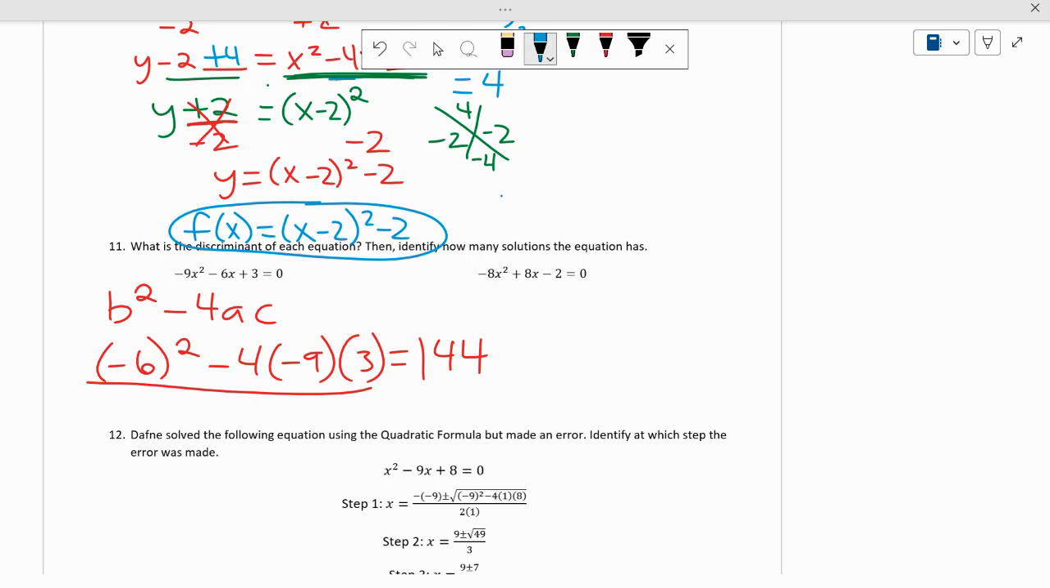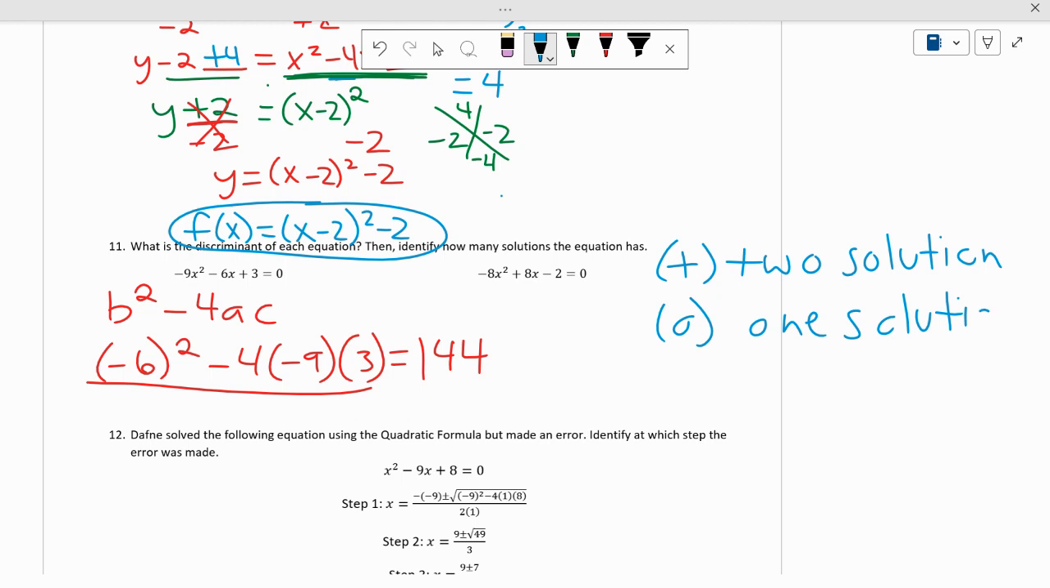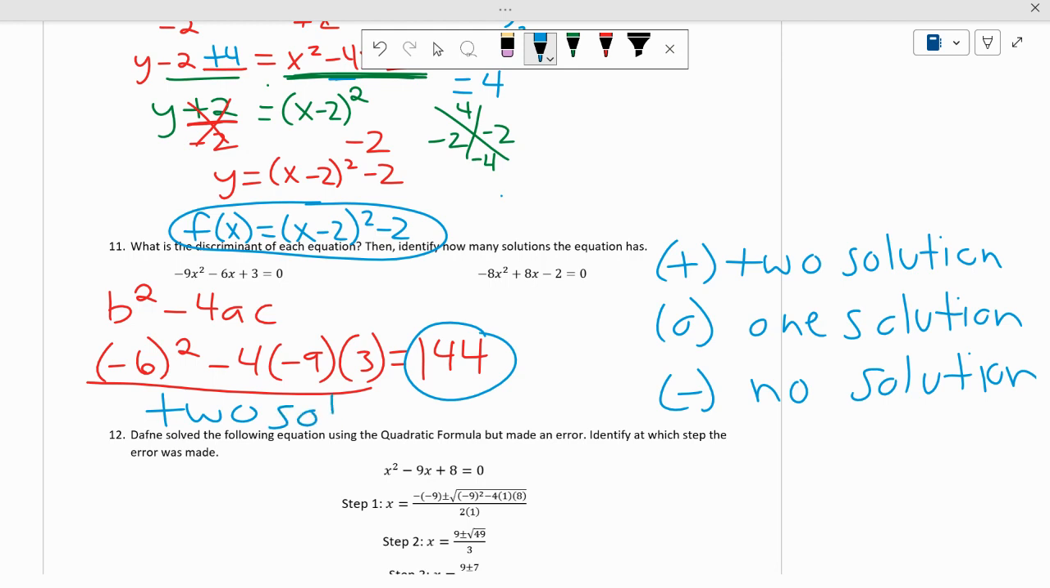And then remember, there's 3 rules. If you get a positive discriminant, that means 2 solutions. If you get a 0, that means 1 solution. And if you get a negative, that means no solution. So this is a positive discriminant, so that means there's 2 answers. If I graph the equation, it's going to touch the x-axis twice.